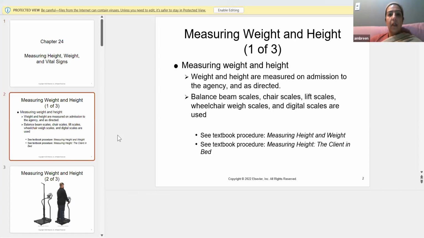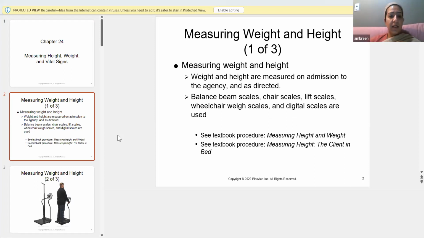Okay. So, measuring weight and height. Weight and height are measured on admission to the agency. When your client is admitted to a facility, right away they take the weight of the client and they take the height of the client. When they get admitted to the hospital, we do measure their weight, but we also do it if new medications are prescribed.